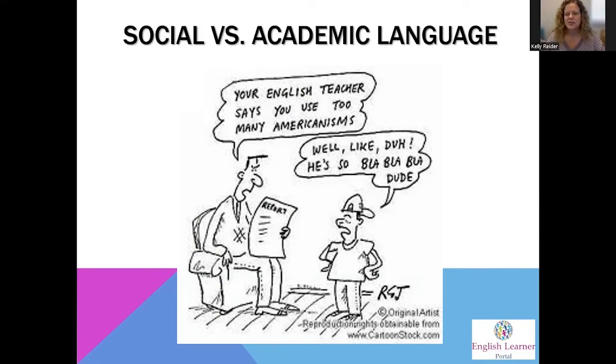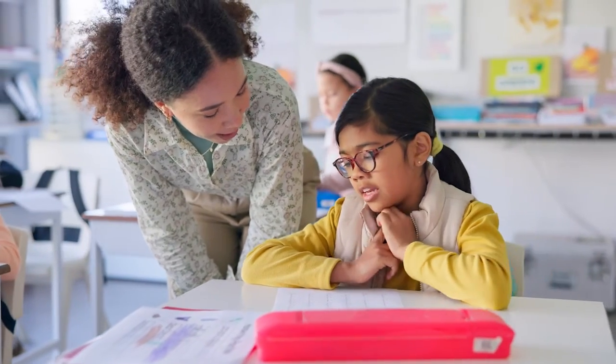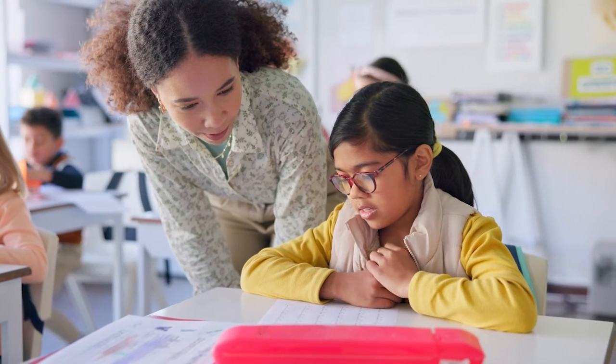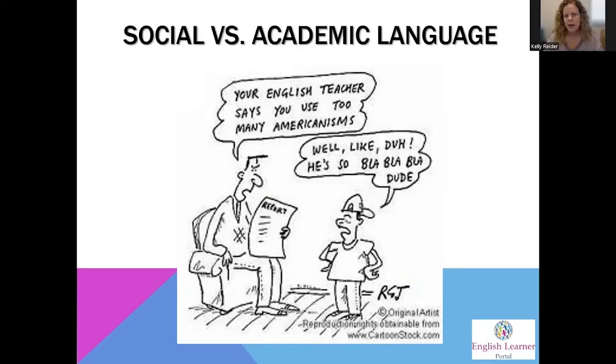Our students need to know that code shifting. When do we use informal language, social language? When do we use formal academic language? We have to be aware of that as the teacher, and then we help our students become aware of, okay, this might be how you explain that to your friend at lunch, but when you're writing it for your English teacher, we need to switch to academic language. And we have to teach that switch and point it out when we expect it so that students can hit that target.